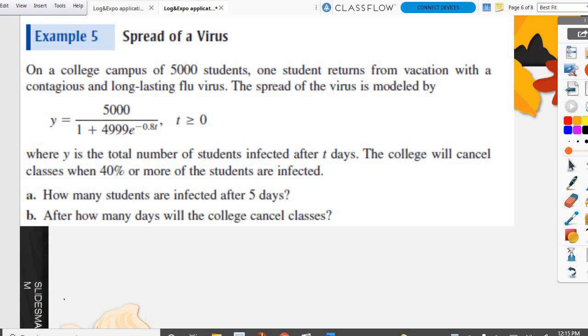Growth, okay? But because of the fraction, it makes it logistic growth. Which, remember, means that it's going to grow rapidly, but then it's going to level off at some point. So that's what we're looking at an example of.